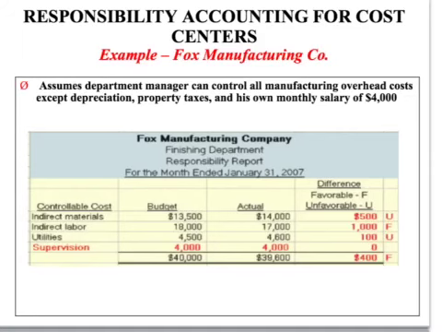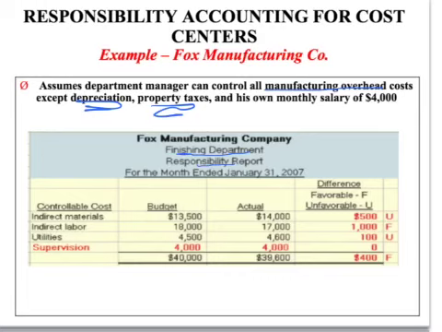This is a typical report for a manager of a cost center. The cost center is the finishing department. This is a responsibility report, and it assumes that the department manager can control all manufacturing overhead costs, except he has no influence over depreciation or property taxes. And so therefore, we line up the budget.